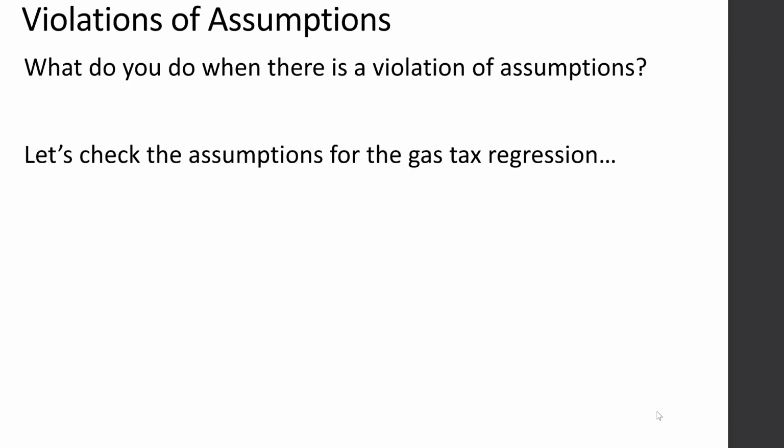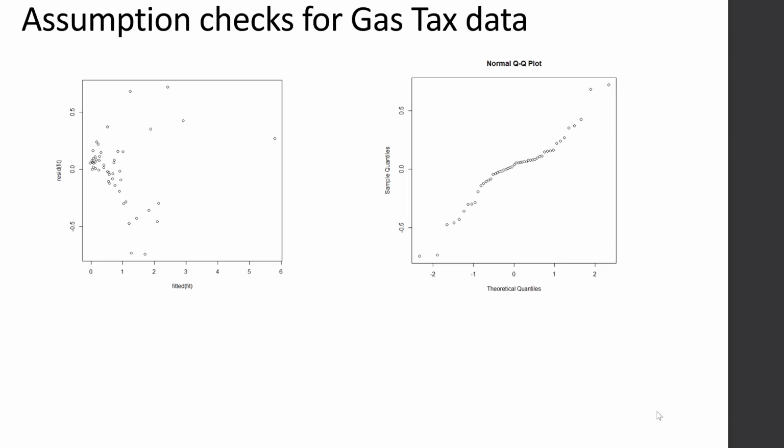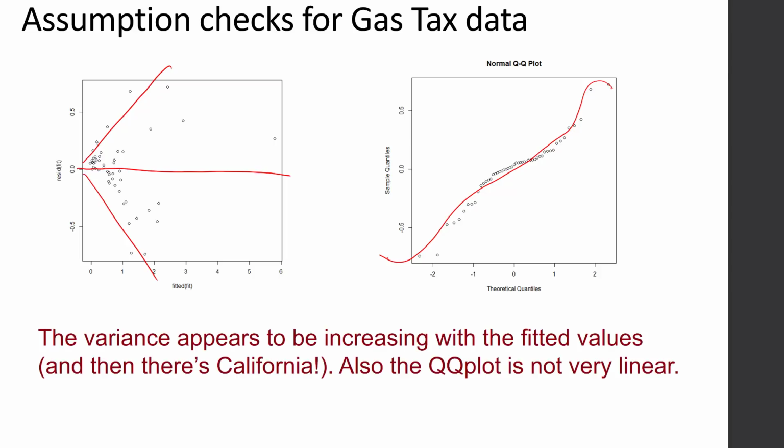Now let's talk about what we do if we have a violation of the regression assumptions. What do you do if there's a violation of the assumptions? Well, notice that I ignored the gas tax regression assumption checks. Let's look at them now. So you can see that on the residuals versus predicted plot, this does not look like there's a constant error variance, right? It looks a little bit like what we call a fan shape. They get wider as you go. And there's a struggle here in my QQ plot too. It's not looking super linear. All right, so we've got the variance appears to be increasing with the fitted values, and then there's California out here hanging out doing its own thing, and also the QQ plot is not very linear.